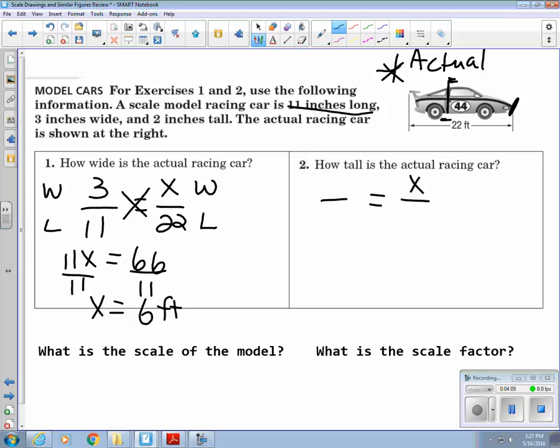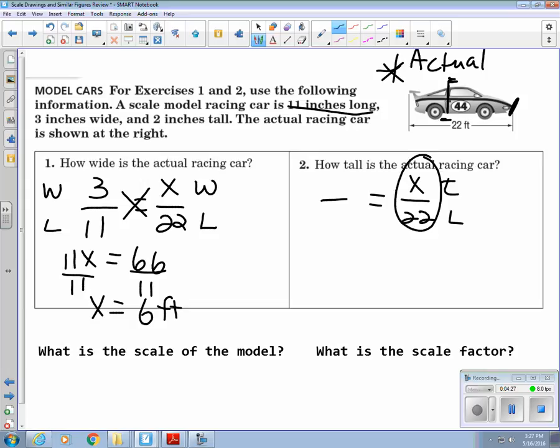So I'm going to put that up here, T for tall. Again, I have to use information from the problem to make the ratio. The only unit I know is the 22 feet long. So that's the ratio from the actual car.